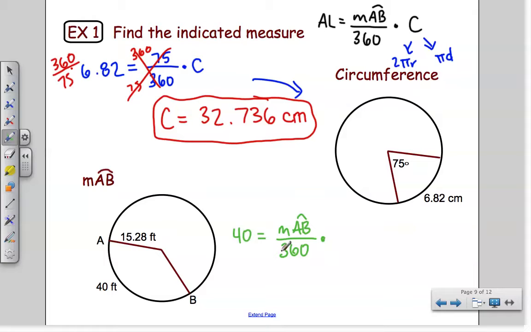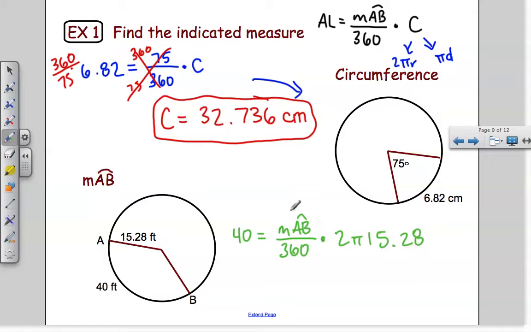And that's whatever portion of the total circumference. I don't know the circumference itself, but I do know one of these formulas. The radius is 15.28, so I should use 2 pi r for that circumference. 2 times pi times 15.28. Sorry, that looks bad here. 2 times pi times the radius of 15.28. There we go.